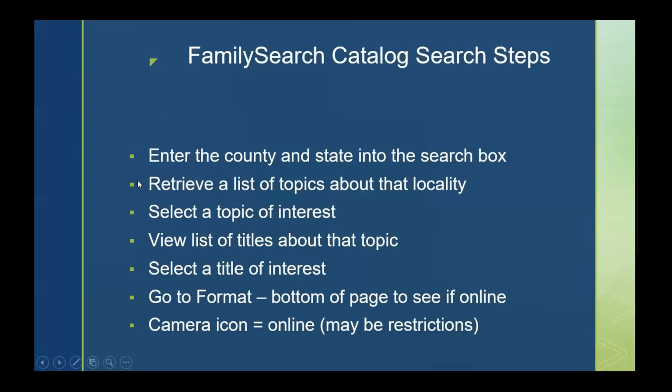Now here I have just listed again the steps that I went through, and this is also in your handout. I basically put in the county and the state in the search box. I retrieved a list of topics. I selected a topic of interest. I viewed a list of titles. I selected a title of interest, and I went down to the format to see whether it was online. If there was a camera icon, it is online. There may be restrictions. Sometimes you click on the camera and it'll tell you that this is restricted to certain libraries or restricted only to Salt Lake City and so forth.